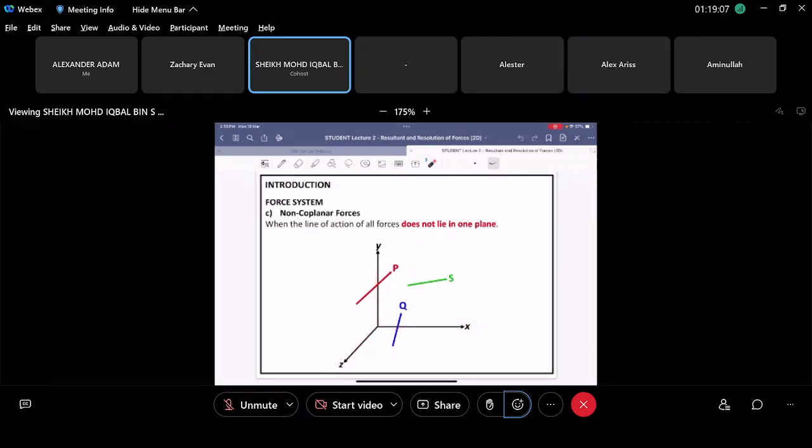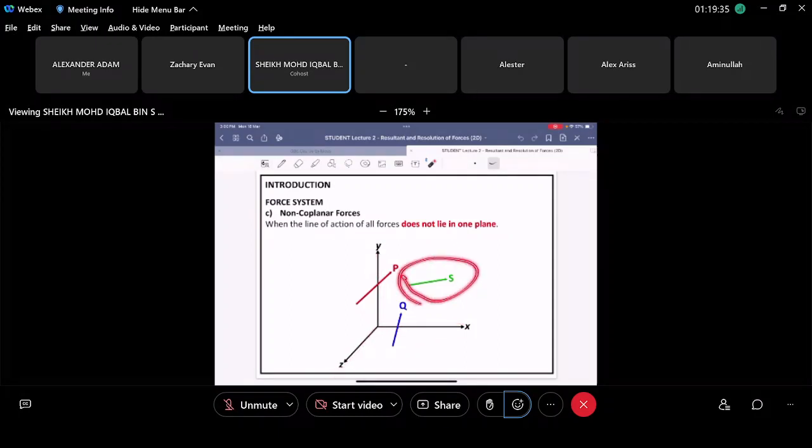For example, like force P here, the force does not lie on the YZ plane, the ZX plane, or the YX plane. It lies on all XYZ planes. That's why it is a non-coplanar force, right? Same thing like Q. It exists in X, Y, and Z. Same thing like S here. It exists in X, Y, and Z.